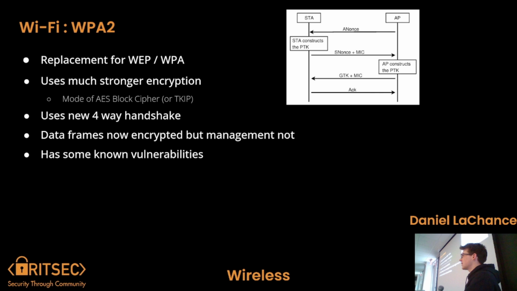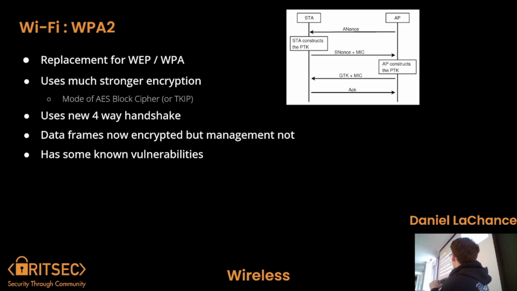So what did it fix based off of WEP? It uses a much stronger encryption algorithm, AES, as I mentioned before, and sometimes it uses TKIP, which isn't quite as good, but still miles better than the RC4 encryption algorithm, which I didn't go into too much in this presentation, but if you just look up a picture of it, you'll see why it's not very secure, because it's very easy to reverse engineer and brute force the key.